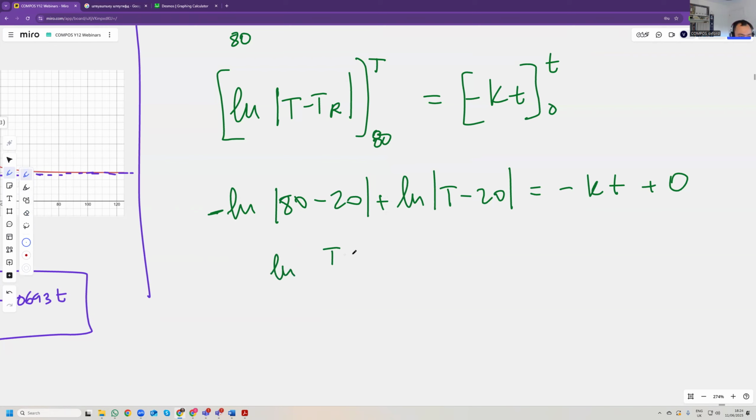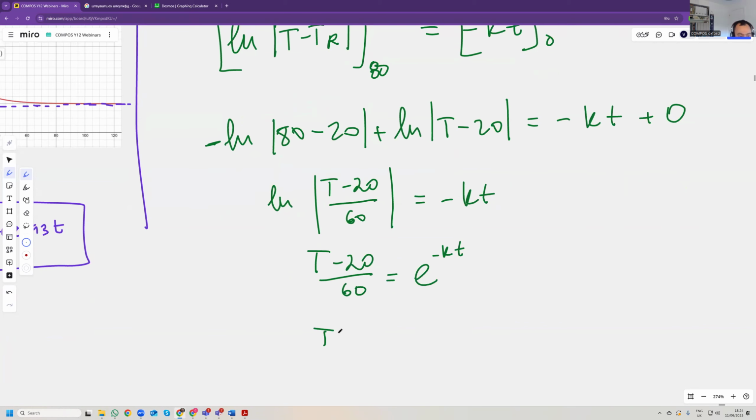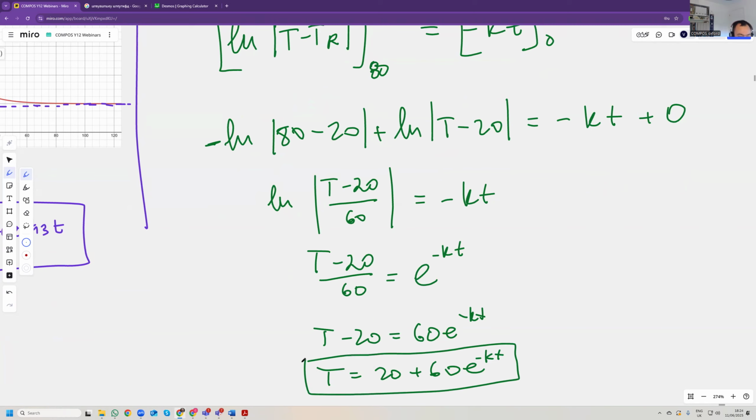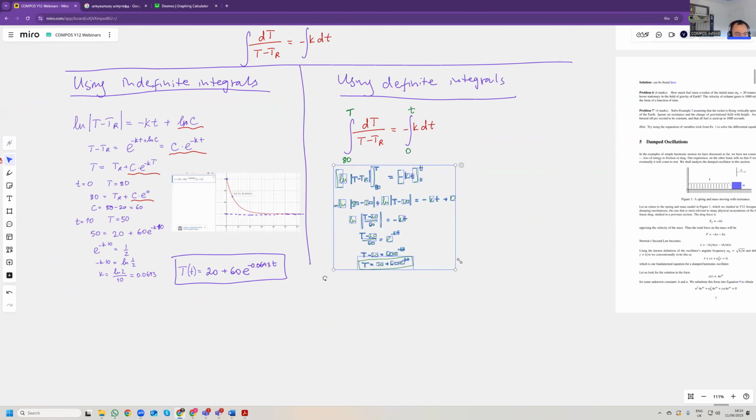This logarithm of (T minus 20) divided by 60 equals minus kt. And here (T minus 20) over 60 is equal to e to the power minus kt. Then I get T minus 20 equals 60 e to the minus kt, so T equals 20 plus 60 e to the minus kt. I get the same answer, but I personally find it less awkward when I have the limits.